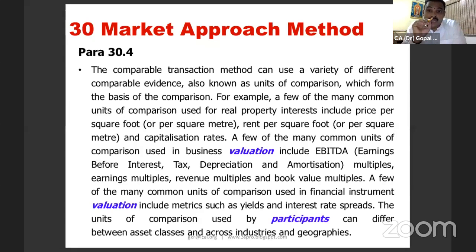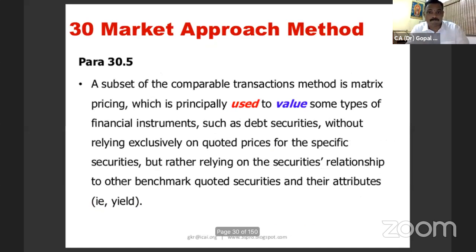That is why it is called willing buyer and willing seller. That is called the participants. Units of comparison can differ between asset class and across industries and geographies. For example, the yield and interest rate spread in Bombay and the yield and interest rate spread in Bengaluru need not be the same. Good.